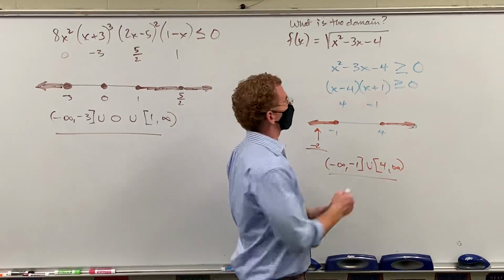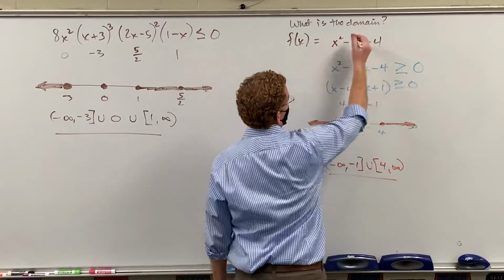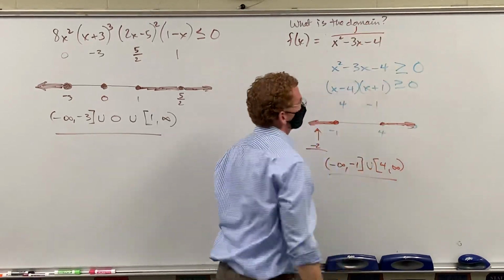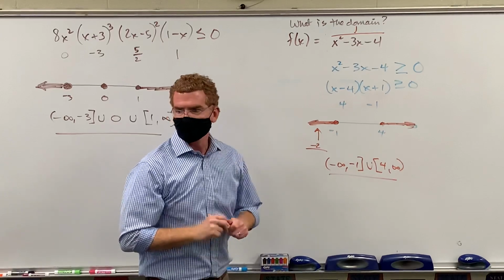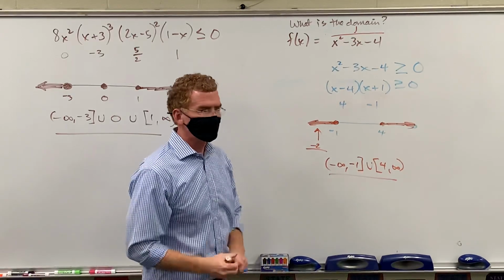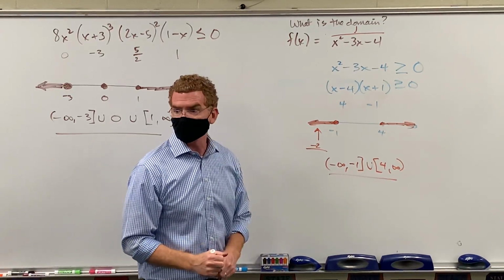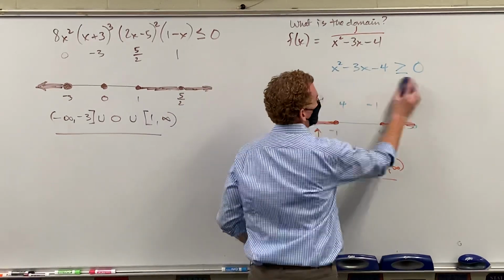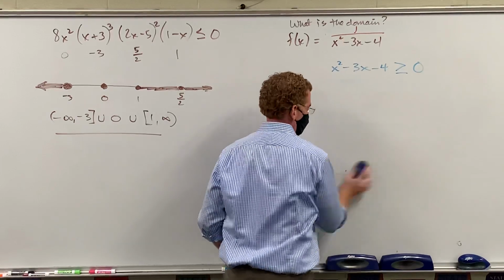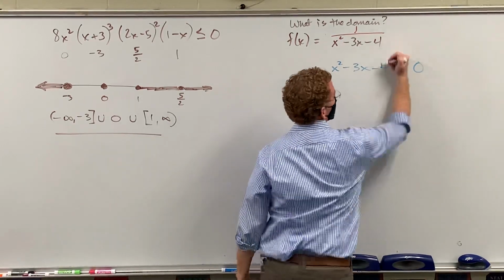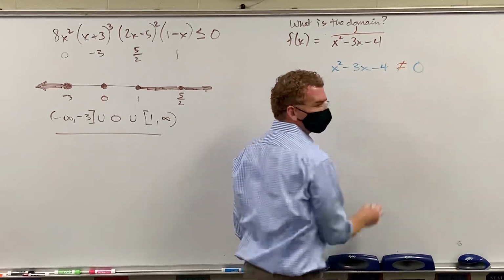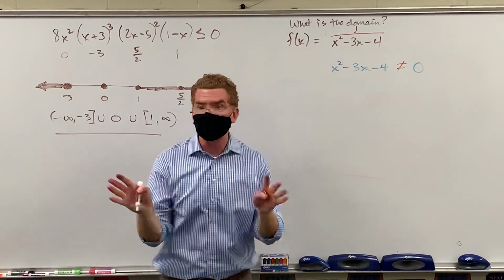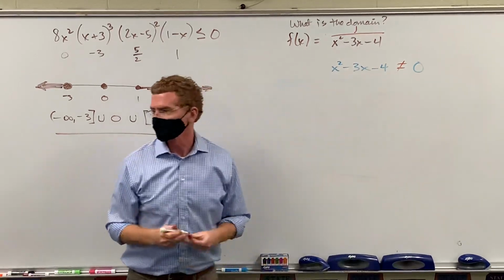What if you had a denominator? What if this is your problem, and I said, what's the domain? Then what can't it be? 0. So that can't be 0? How do you say that? It's not an inequality. What would you say? Not equal. Factor and solve, and then you say, hey, everything but those two numbers.